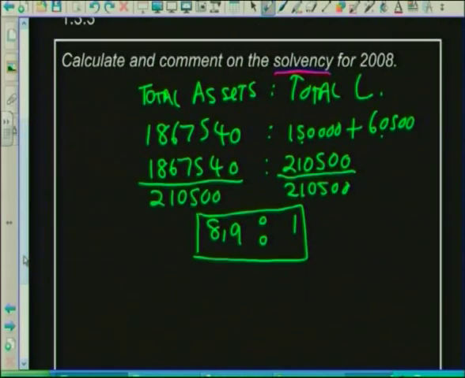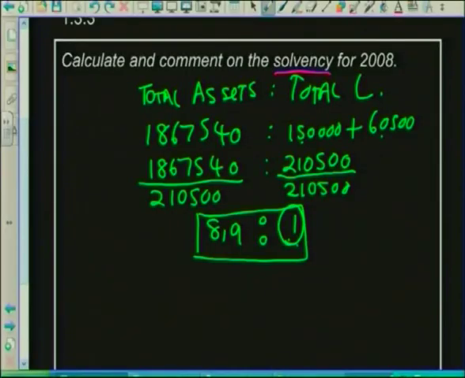Now, the question does ask us to comment on solvency. Can you see, for every 1 rand of total liability, this business has 8 rand 90 cents worth of assets. So the business is absolutely solvent. When you are commenting, guys, I don't have time to write the comment down for you, but your comments would be more or less the following: the business is solvent, the business will be able to pay off its total liabilities, or you could state for every 1 rand owed, the business has 8 rand 90 cents worth of assets. Right, let's move on now to our next question.